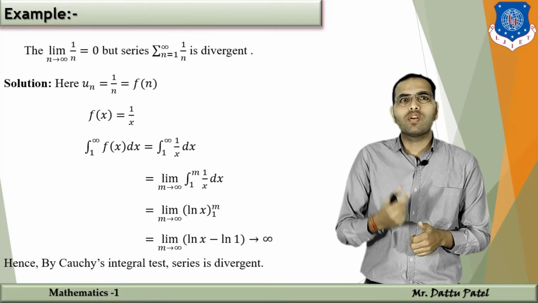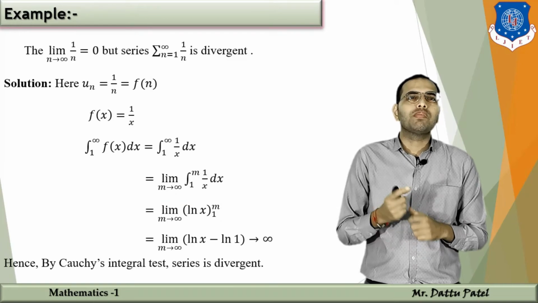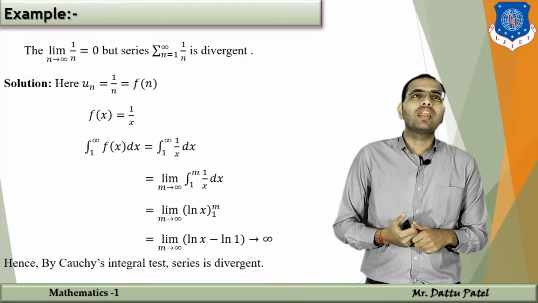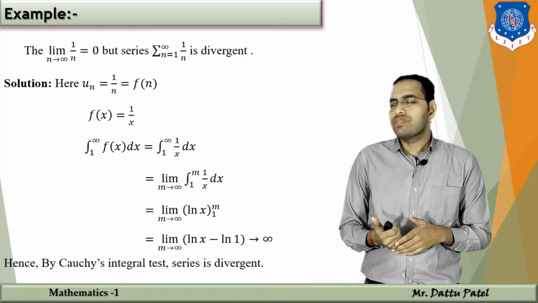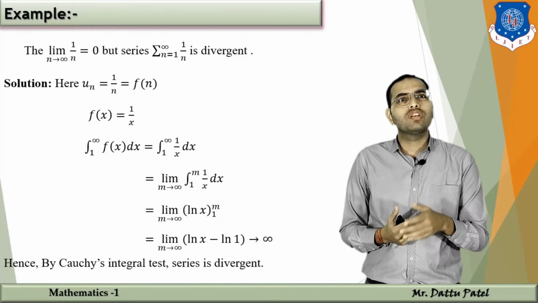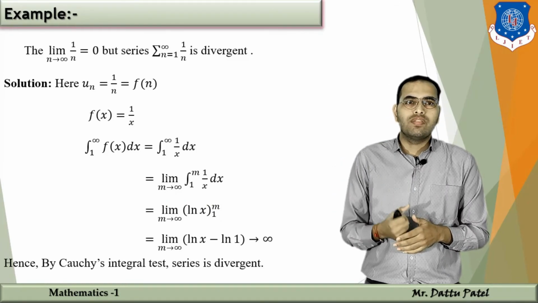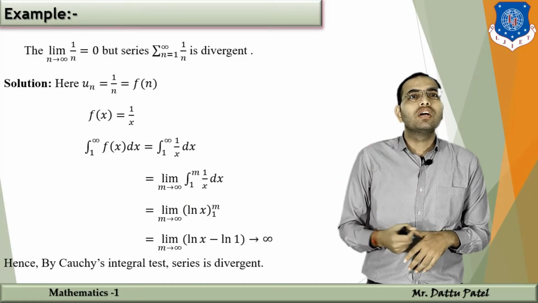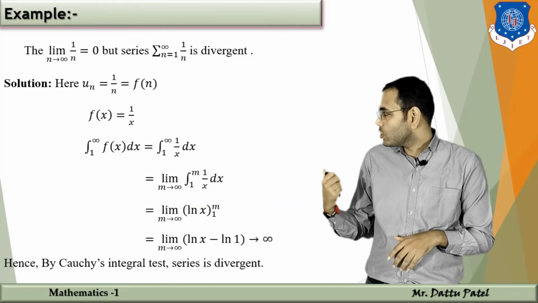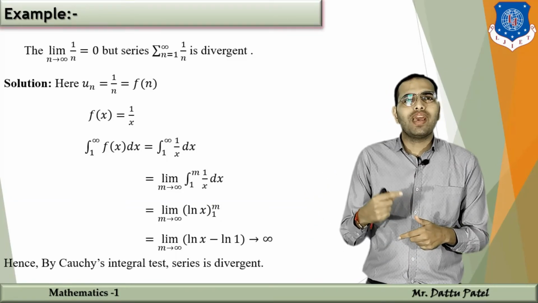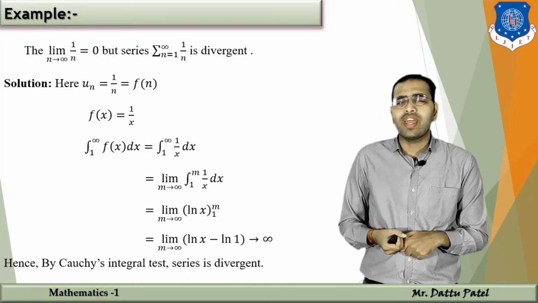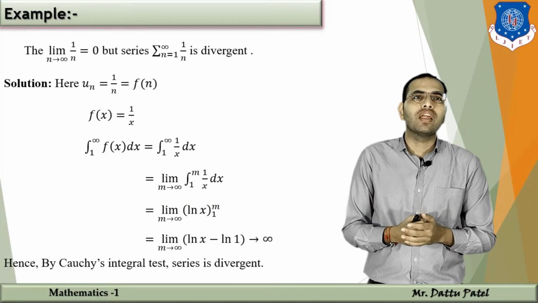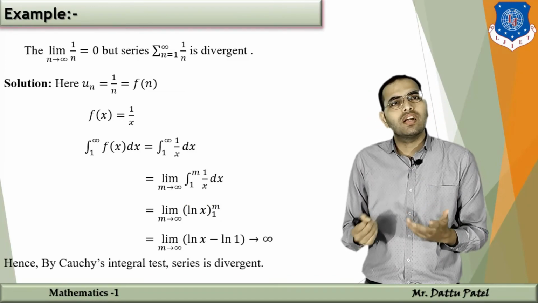Here un equal to 1 upon n, which is our f of n. Then replace n with x, so f of x equal to 1 upon x. Now apply the Cauchy integral test, integral 1 to infinite 1 upon x dx. With the help of improper integral, limit m tends to infinite integral 1 to m 1 upon x dx. Now applying the integral, the integral of 1 upon x is log x, then upper limit minus lower limit, it becomes log m minus log 1. Now m tends to infinite, so our integral tends to infinite, then we can say that our series is divergent.